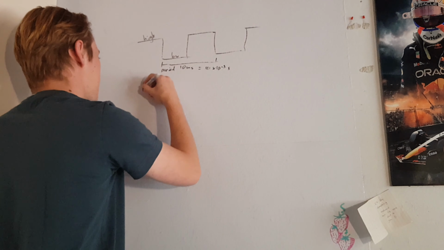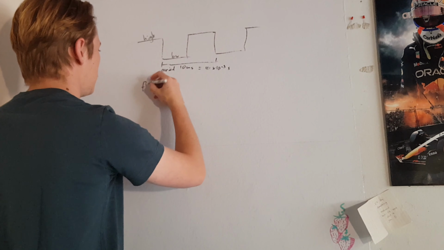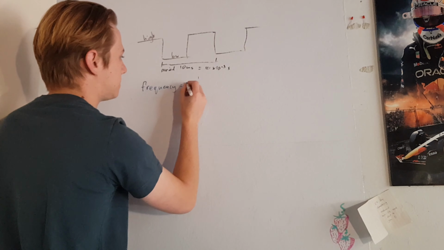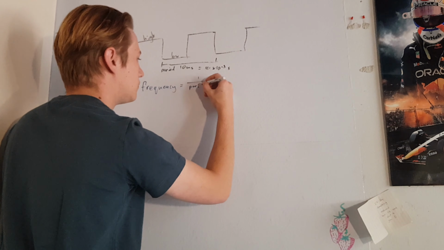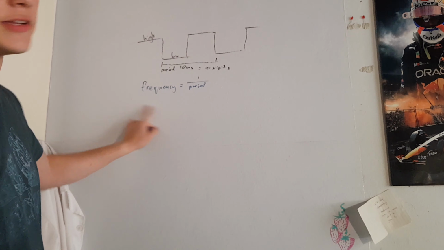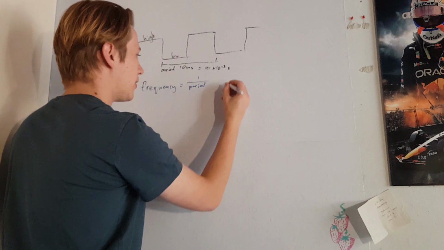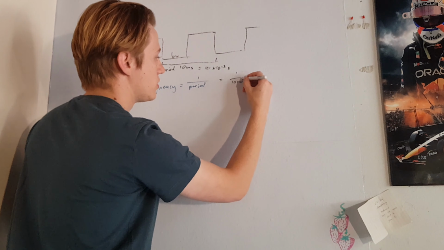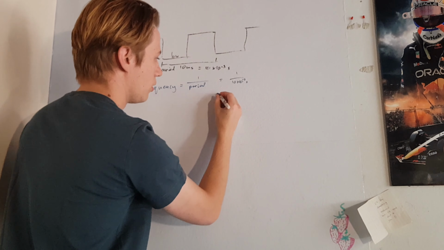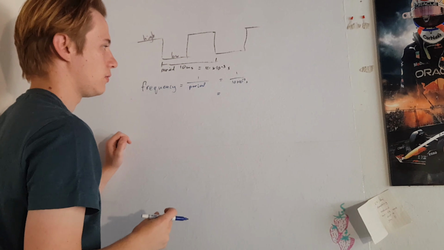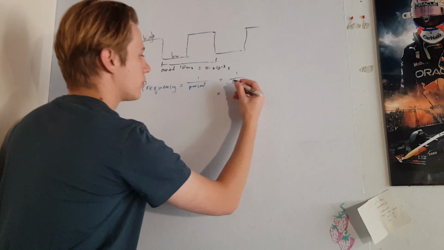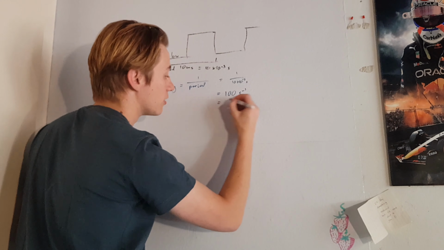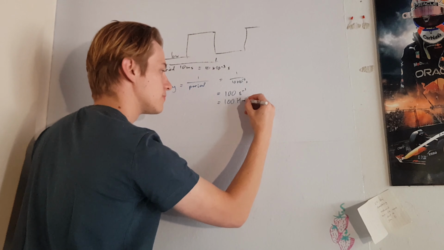Okay, so frequency, as you can see here, is 1 over the period. So if our period is 10 times 10 to the minus 3 seconds, we would end up with a value of, I believe, 100 seconds to the minus 1, which also equals 100 hertz.